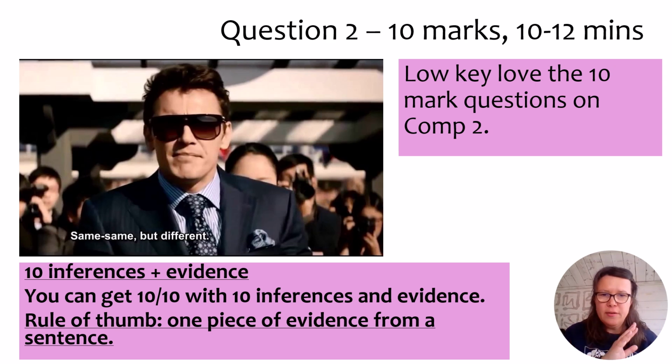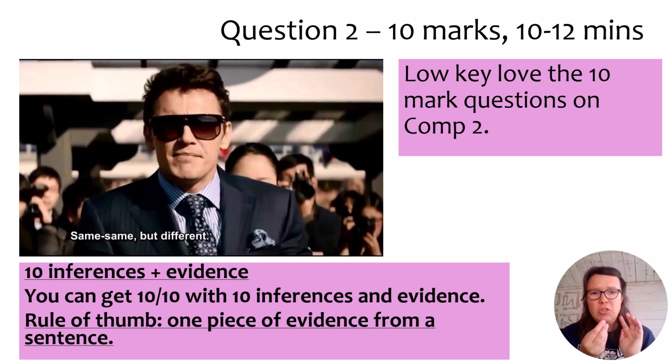Unlike paper 1, it's the same but different here. It is inference and evidence just like you did in paper 1. This time round, you can get 10 out of 10 with just 10 inference evidence, inference evidence, inference evidence. The only rule of thumb that you need to follow is that you are generally picking up 1 piece of evidence per sentence. And I'll show you what I mean by that in an example from the exam in a minute.